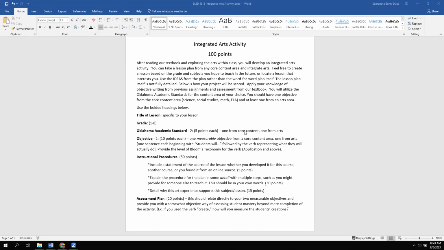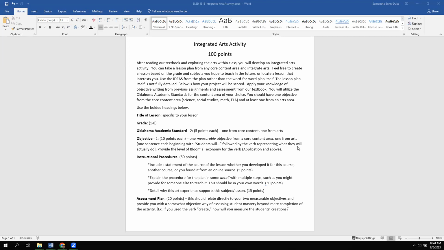You're going to provide us with a title that's about your lesson, not about the class. And then give us a grade level between grades 1 and 8. You're going to give us an academic standard, and you can always go to sde.ok.gov to access those standards. You're going to create 2 objectives, one for the core content area and one for the arts.